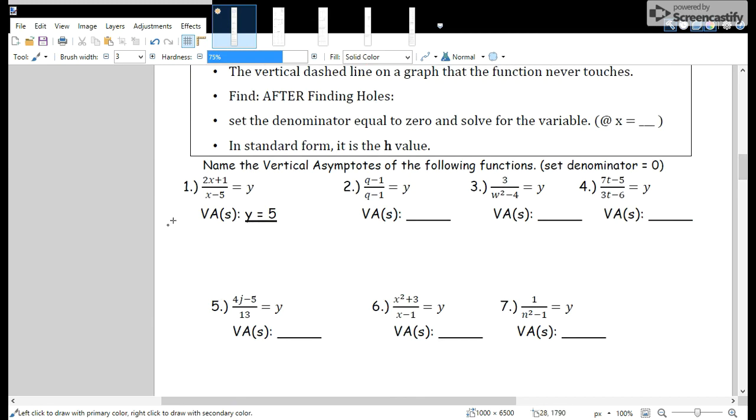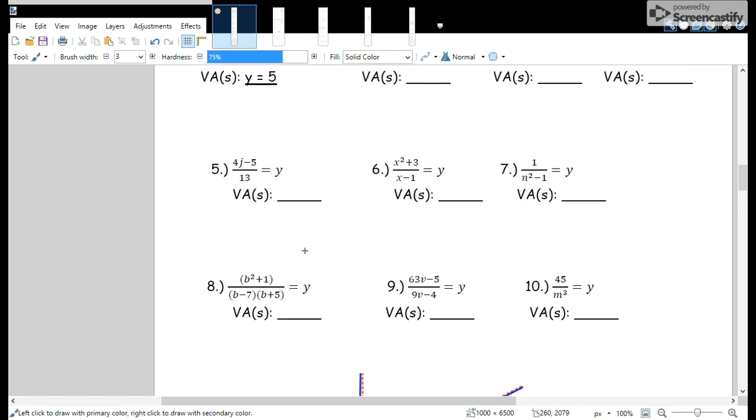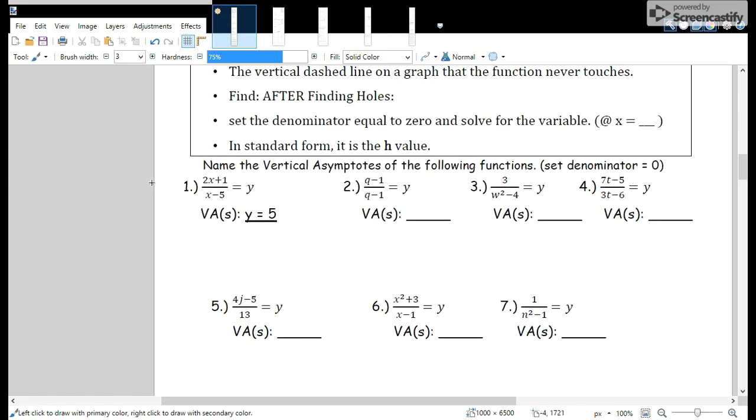So basically, after you cancel out the holes, which I didn't give you any on this specific page, you will set the denominator equal to 0. You have x minus 5 equals 0. Solve for x, you get 5. So the vertical asymptote would be at y equals 5. Not y equals 5, x equals 5.